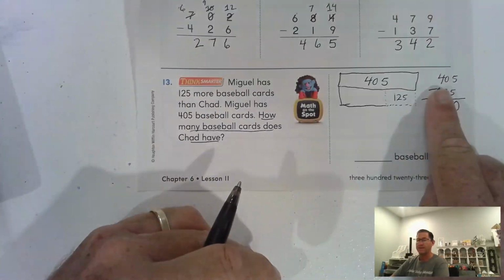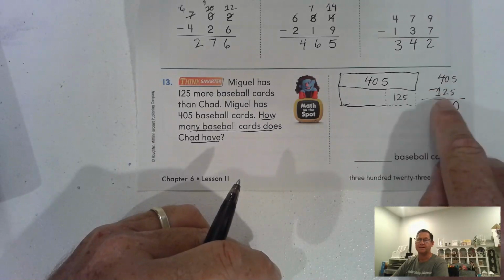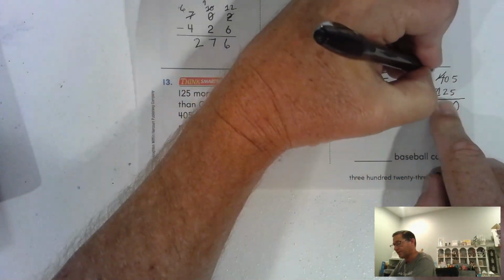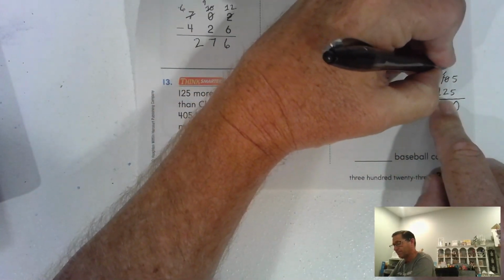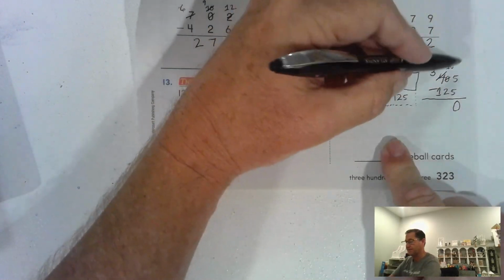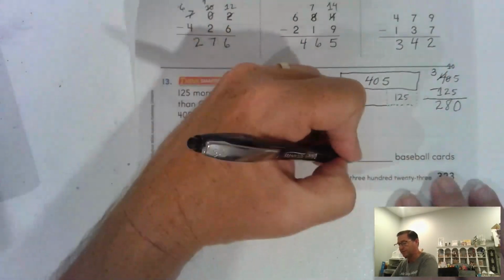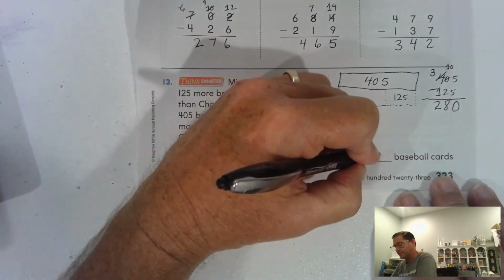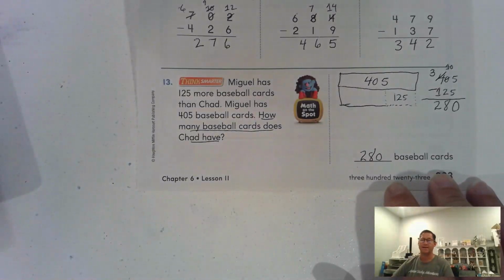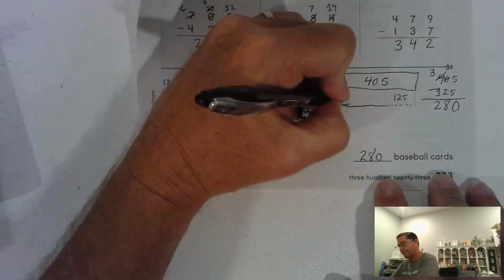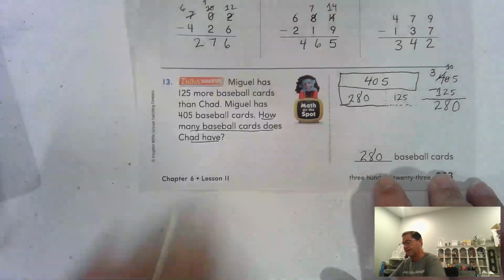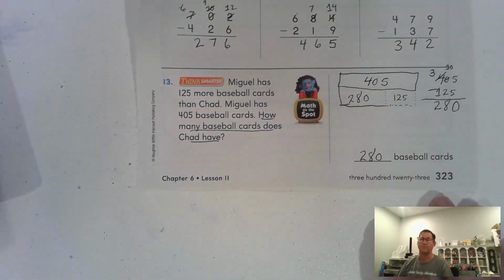Okay, well, 5 take away 5 is 0. And I have 0 tens and I have to take away 2 tens. We know we have to regroup. Okay, so 10 tens take away 2 tens is 8 tens. And 300 take away 100 is 200. So Chad has 280 baseball cards. Okay. So if we put 280 there, it would add up to 405.